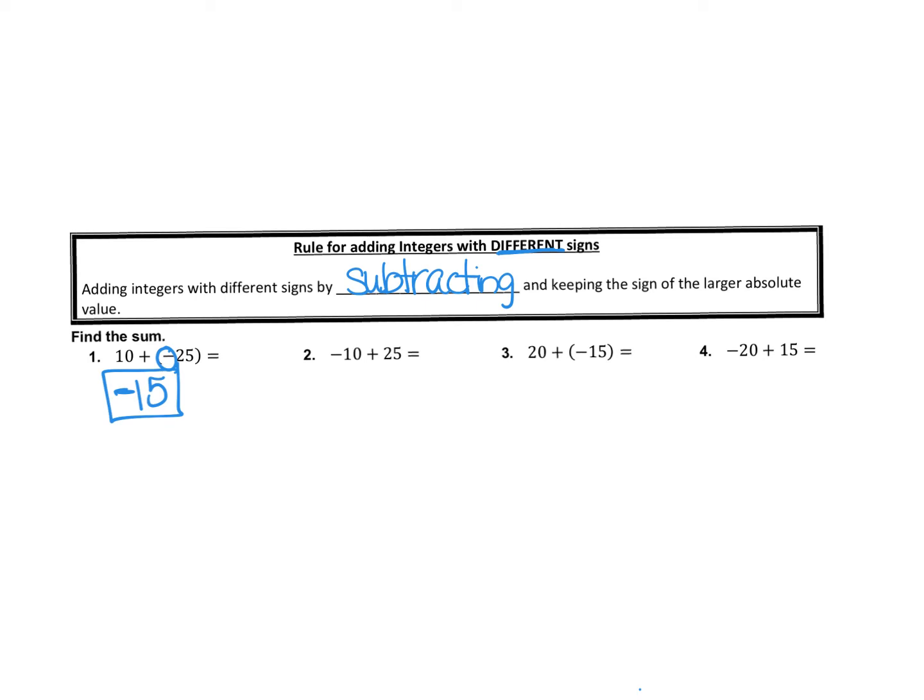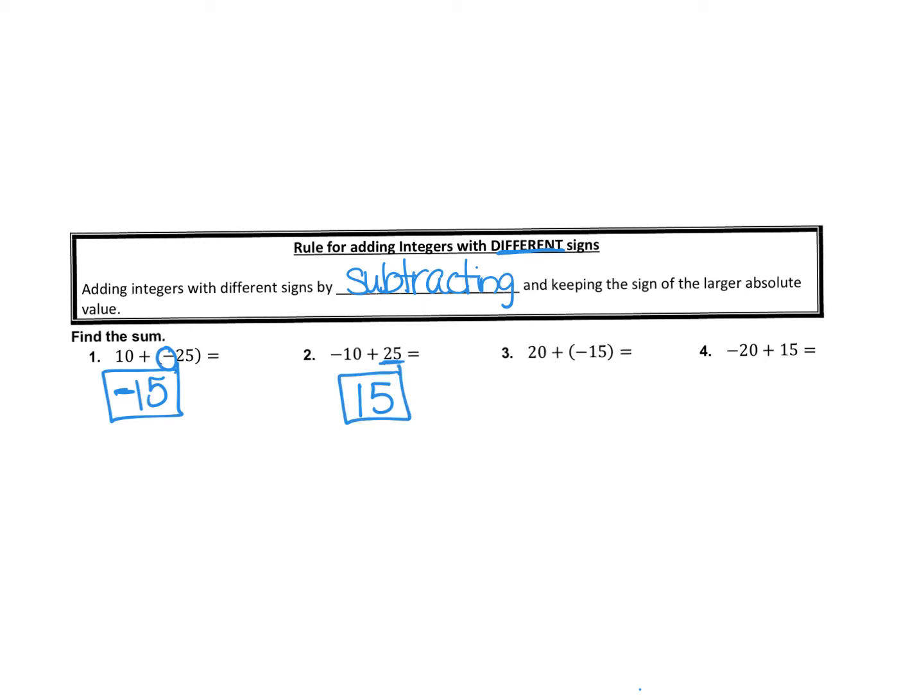Now I have a negative 10 plus 25. And again, just ignore the signs. Just take 25 minus 10. And 25 minus 10 is 15. Now, is this one more negative or more positive? Because it's more positive, because the 25 is bigger, it is going to be a positive 15.